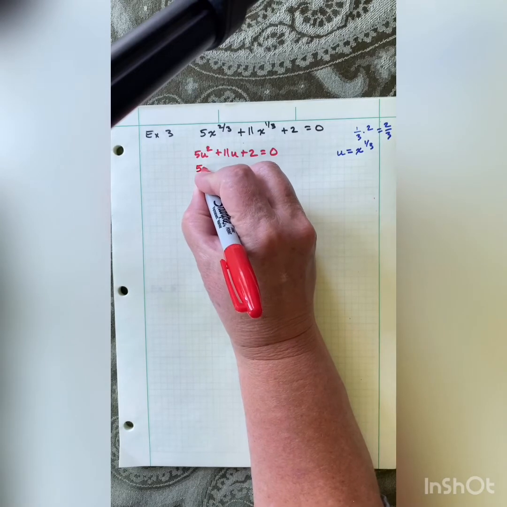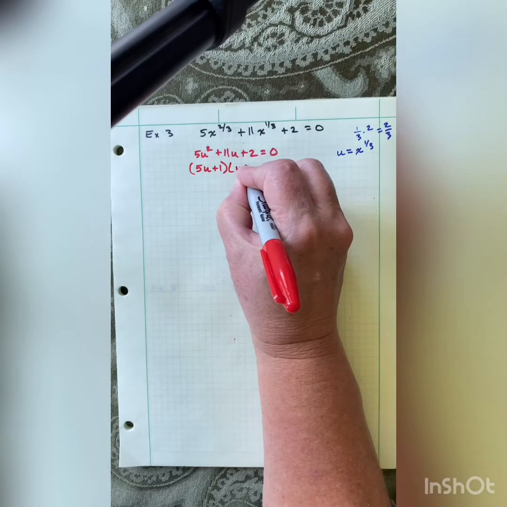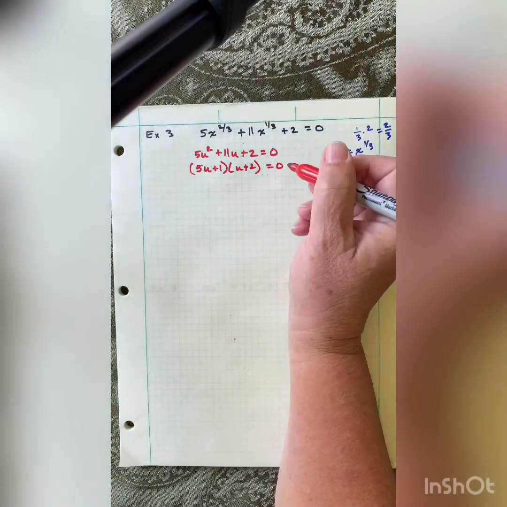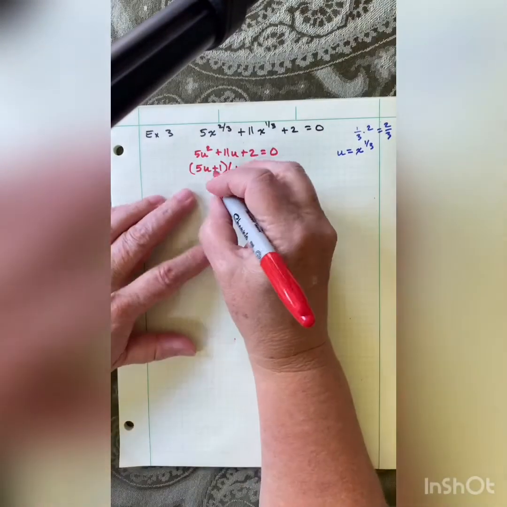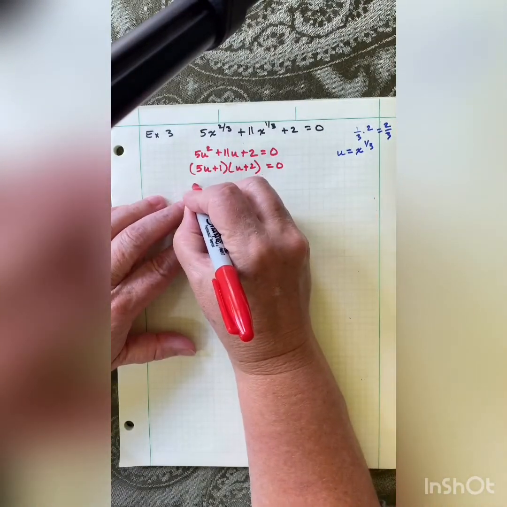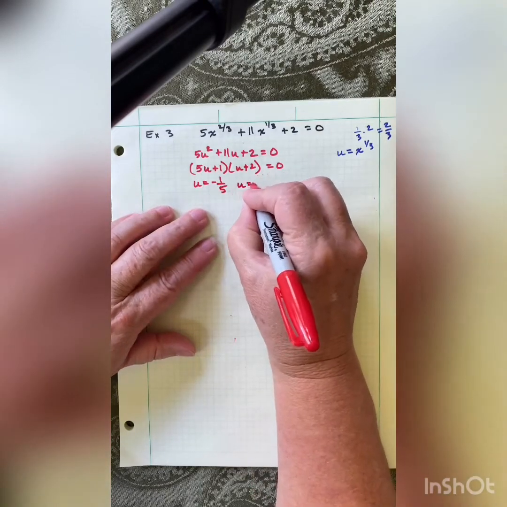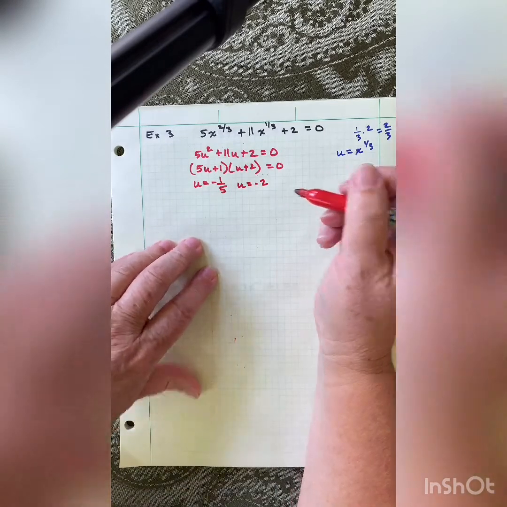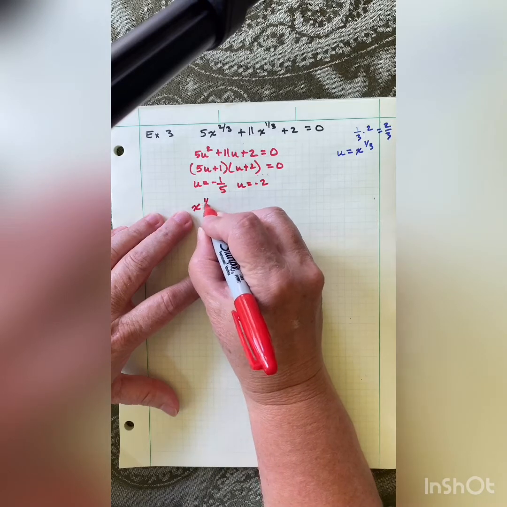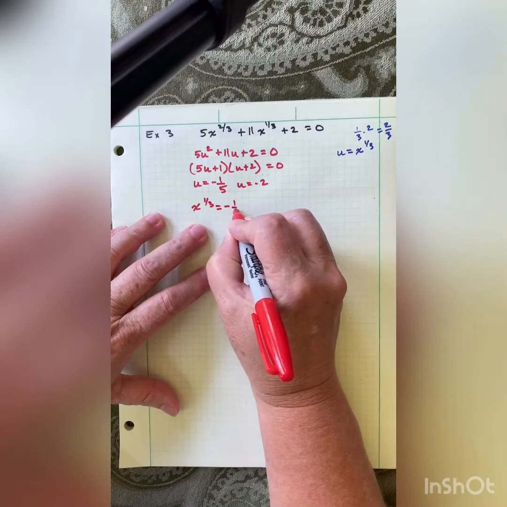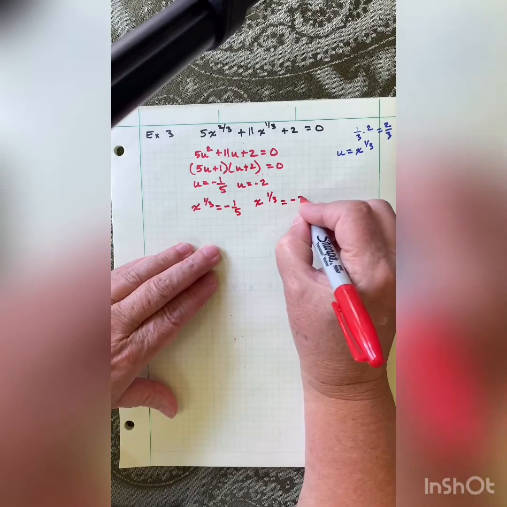I'm going to get 5u plus 1 times u plus 2 equals 0. Okay, now we're going to solve for u. So using the zero factor property, I'll get u equals -1/5 and u equals -2. We're going to substitute back in. So x to the 1/3 equals -1/5. And x to the 1/3 equals -2.